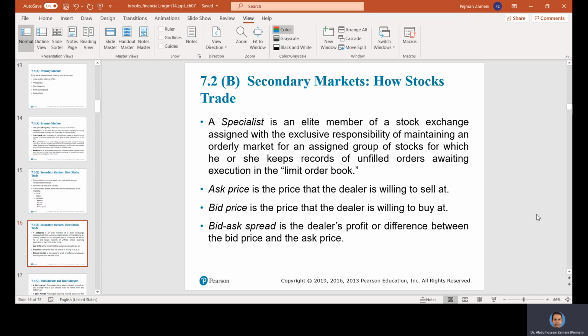Ask price is the price that the dealer is willing to sell at, or the price that they ask to sell it to you. Bid price is the price that the dealer is willing to buy at. It means that the ask price is always higher than the bid price. The bid-ask spread is the dealer's profit, the difference between the bid price, the buy price, and the sell price. Whenever we buy any stock, we are losing the spread.